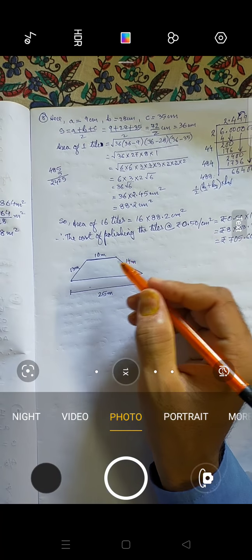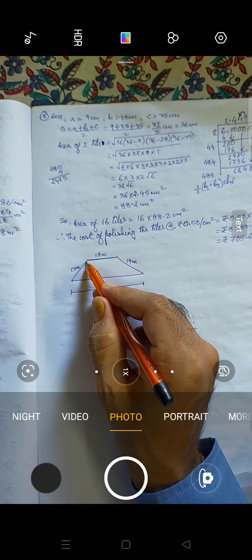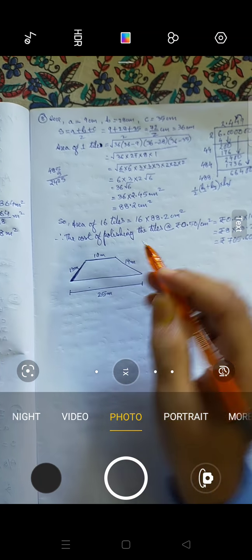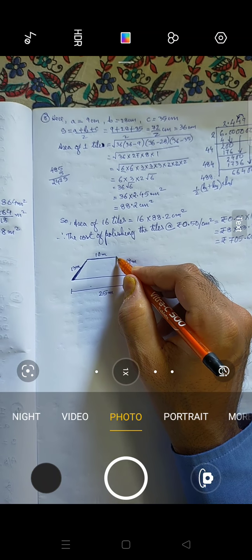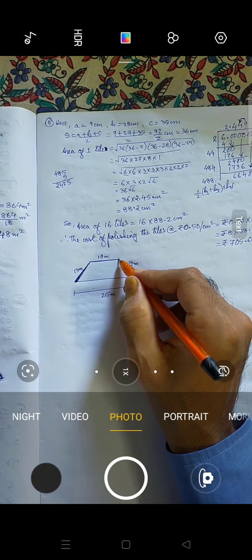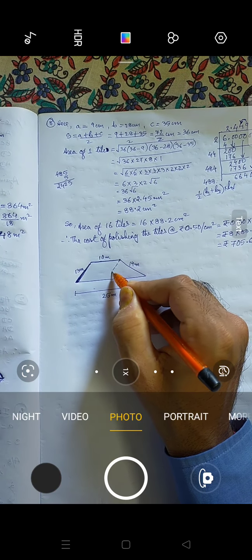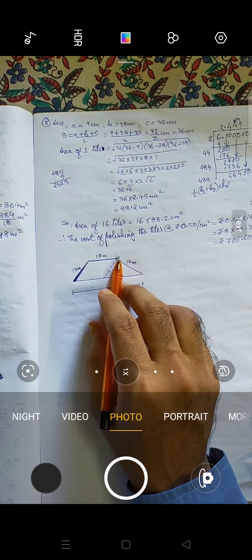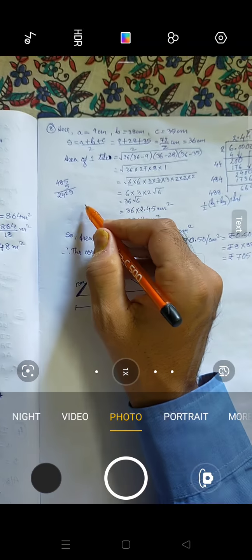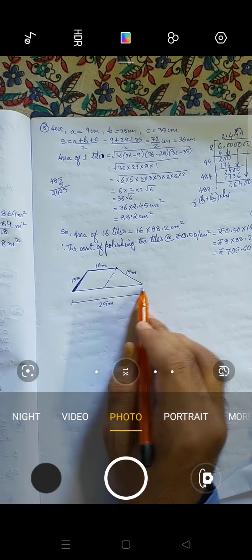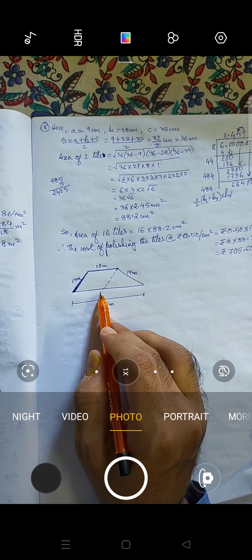What we will do, we'll draw a line parallel to this line. This is a line, so we'll draw a line parallel to this. We'll draw it somewhere here. From here we will draw a parallel line to this, like this. Now if we draw a parallel line, this and this are parallel lines.